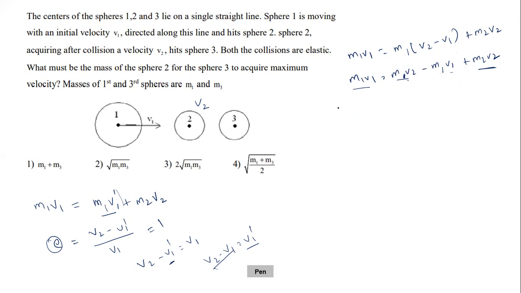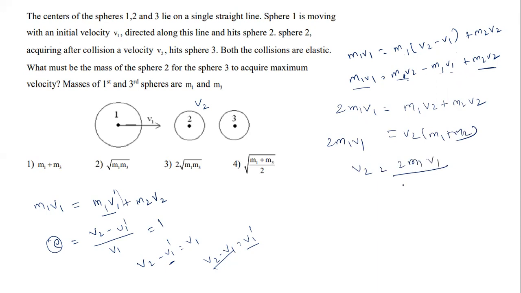Now this comes to this side, 2M1 V1 is equal to M1 V2 plus M2 V2. Now here V2 is common, M1 plus M2, 2M1 V1. So V2 is equal to 2M1 V1 by M1 plus M2. We got V2. Then this is going and collides with this. Again, we need to find that velocity, right?